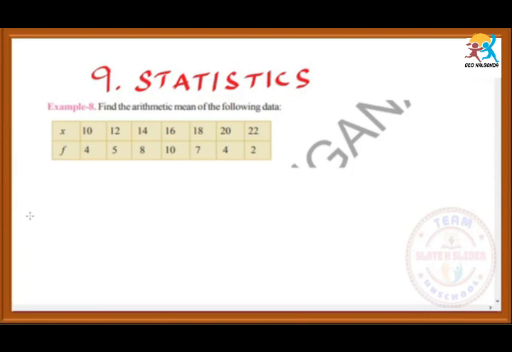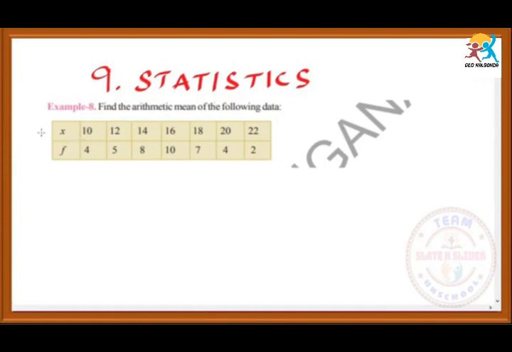Find the arithmetic mean of the following data. So this table is given. Observe this table. Here X means we can take as the marks or the weights, and F means number of students or frequency. So for this data we have to find out the arithmetic mean.